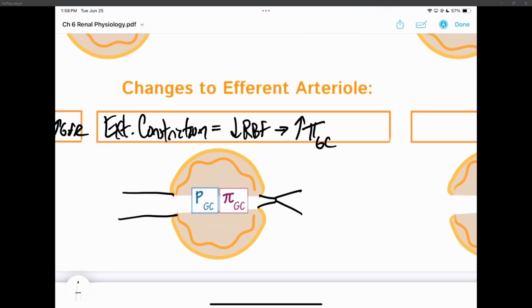So what do you think happens to our glomerular filtration rate? It goes down. This is the big difference between extreme constriction and mild constriction. In extreme constriction, you're going to reduce your GFR. In mild constriction, the GFR is still okay. So we'll talk about what happens when we give drugs that can really cause problems with this efferent arteriole and why we avoid them with certain patients.